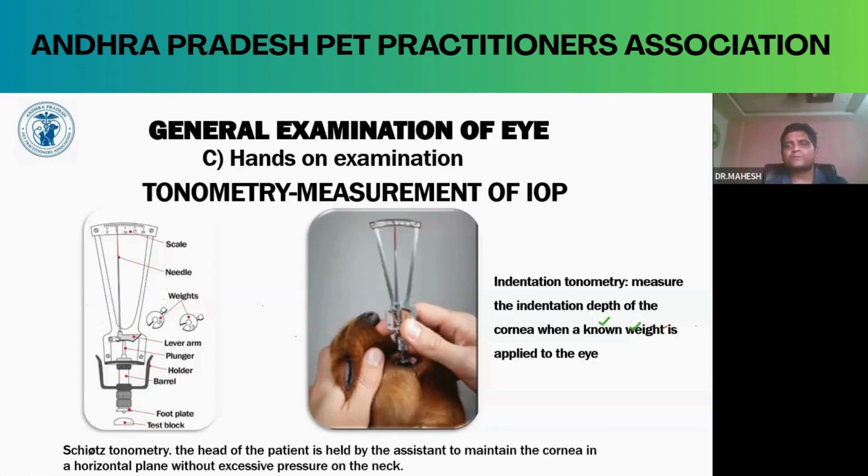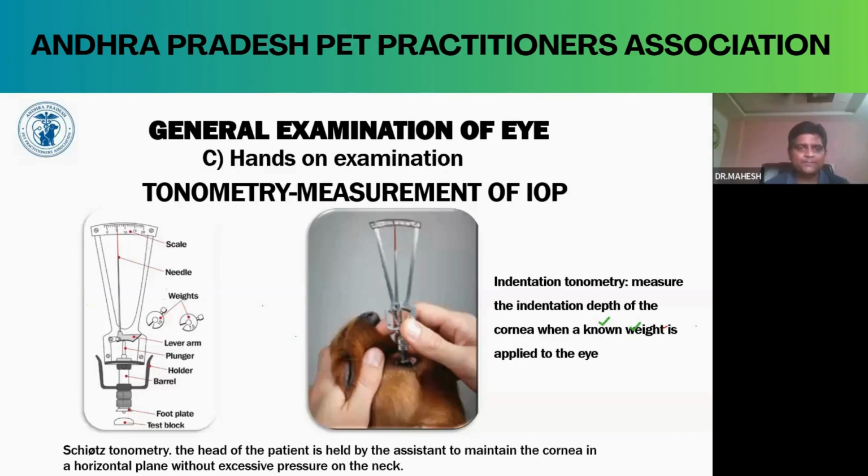As an advancement, now we are getting the tonopen, and the latest one is rebound tonometry. Coming to the Schiotz tonometry, it has different parts, and we also keep weights here. You can appreciate the foot plate. This is the test block. On the test block, the weights available are 5.5, 7.5, 10 grams, and 15 grams.